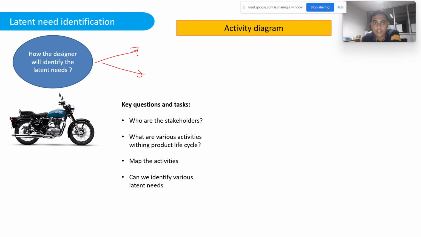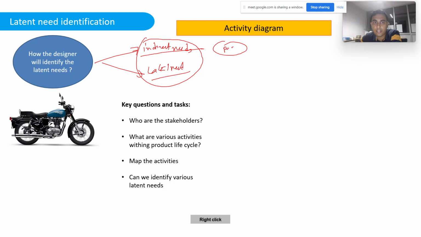Okay, so for latent needs, there are actually two things. One are indirect needs, and the others are latent needs. Although they mean the same thing, there's a little difference. Indirect needs are where you have something like a parent need, and then you have something like a child need.